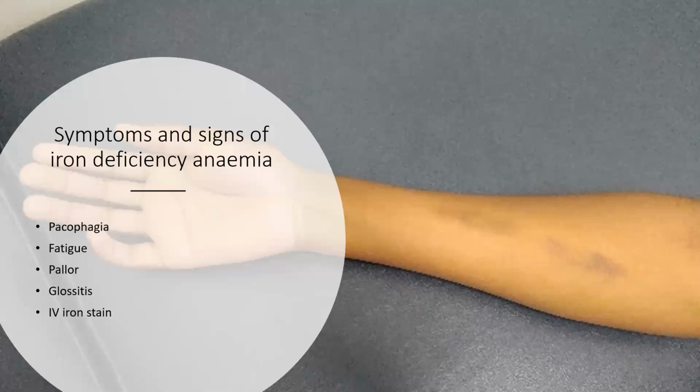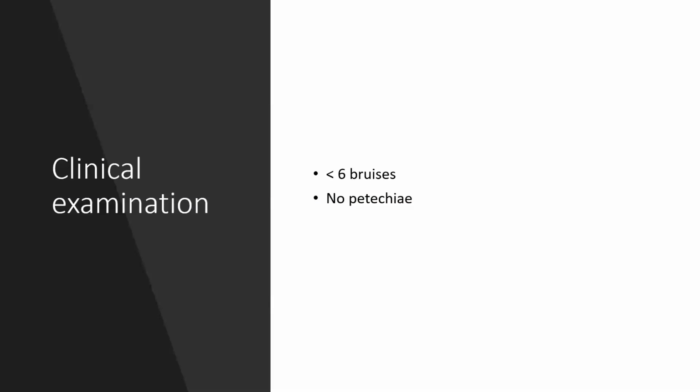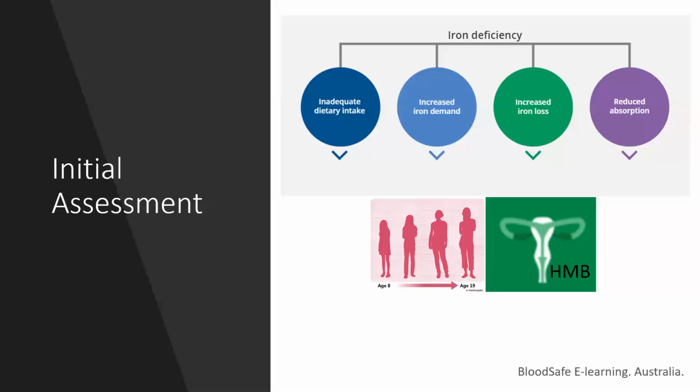On clinical examination, she had signs of iron deficiency anemia, as well as the symptoms. She reported pachyphagia, fatigue, pallor. She had glossitis, and this is her arm, which shows an IV iron stain, which happens when IV iron infiltrates. On clinical examination on the day, she had less than 6 bruises, and she didn't have any petechiae. So my initial assessment of the patient is that she had an iron deficiency due to her increased demand because of her age. She was an adolescent, as well as heavy menstrual bleeding.